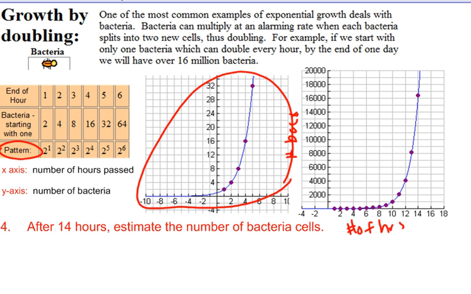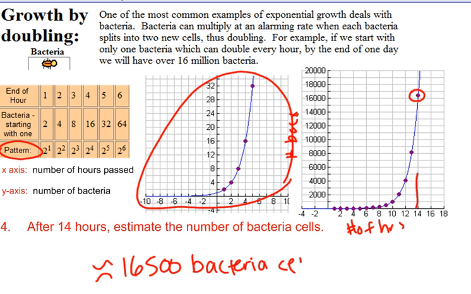So our question says, after 14 hours, estimate the number of bacteria cells. So I'm going to go with my 14, and right here we're going to have to estimate that. I'm going to say it's about 16,500. So after 14 hours, which would be less than a day, of course, we're going to estimate that there is approximately 16,500 bacteria cells.